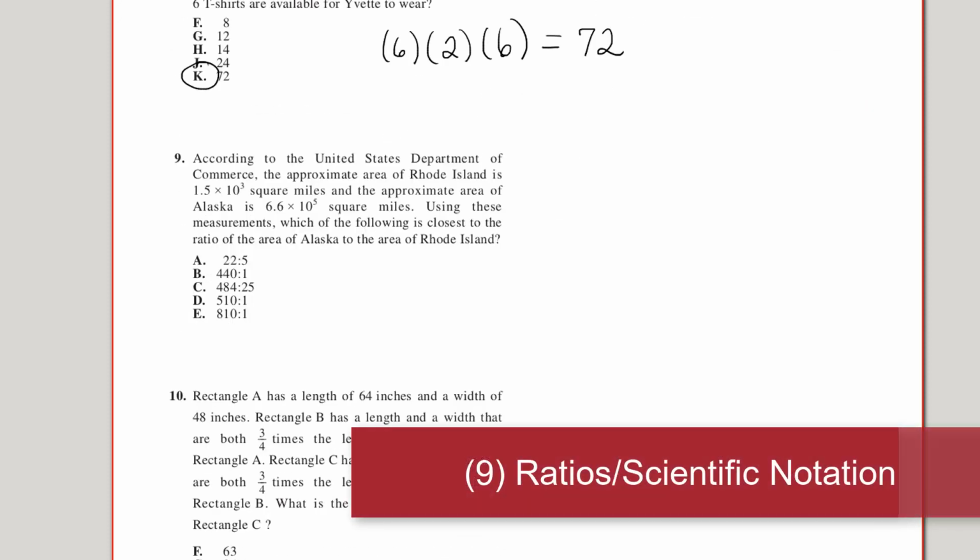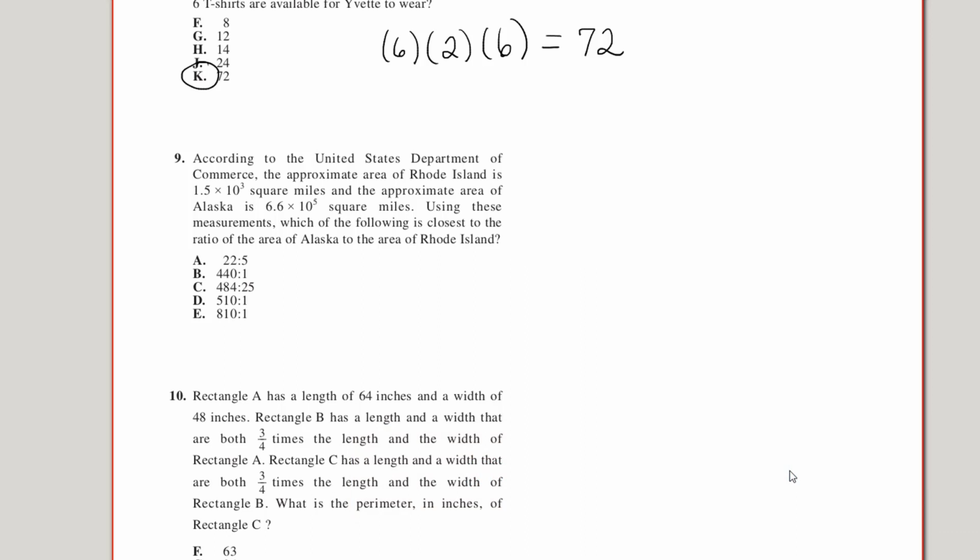Question 9 says, according to the United States Department of Commerce, the approximate area of Rhode Island is 1.5 times 10 to the third square miles, and the approximate area of Alaska is 6.6 times 10 to the fifth square miles. Using these measurements, which of the following is closest to the ratio of the area of Alaska to the area of Rhode Island?